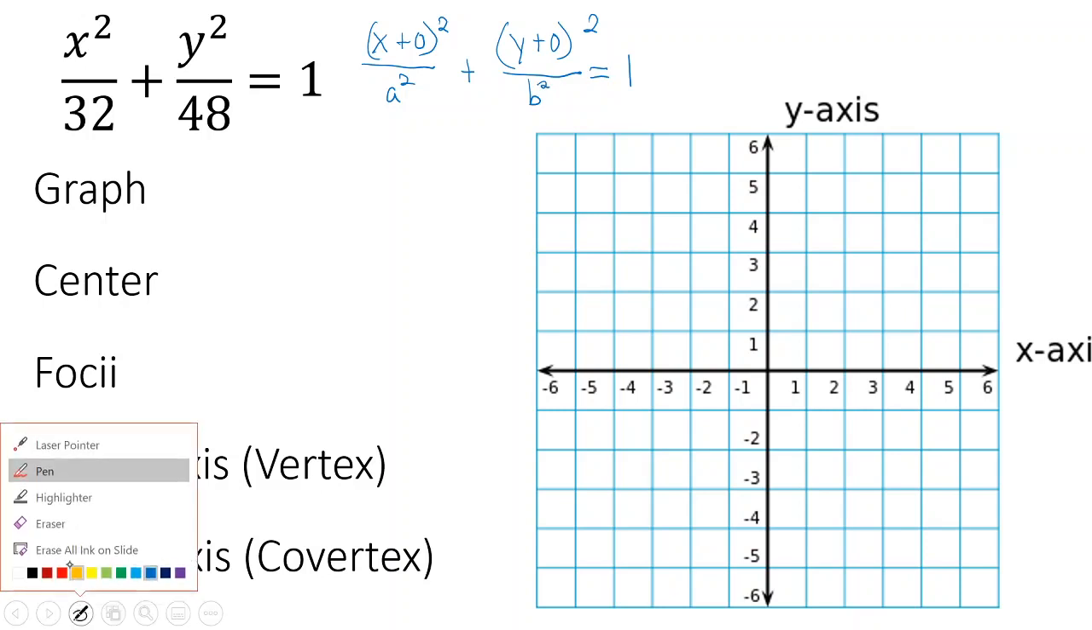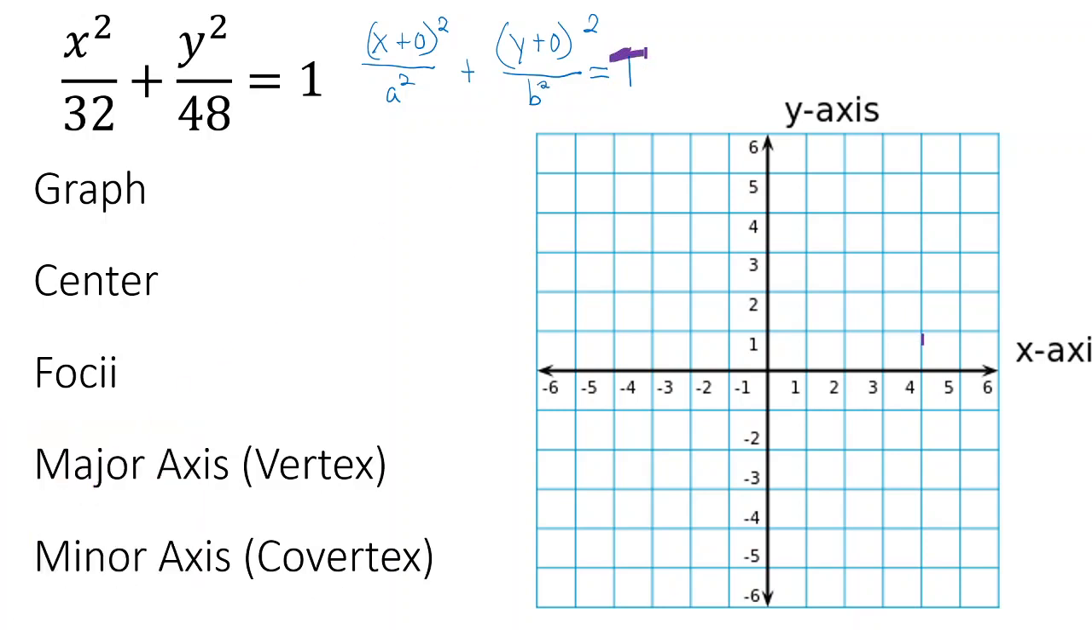Like, this is a must for an ellipse. They will always, always, always equal 1. So when later on in the chapter you're going to be asked to decide, is this an ellipse, is this a circle, or whatever, in graphing form, an ellipse always has to equal 1. So the center is at 0, 0.